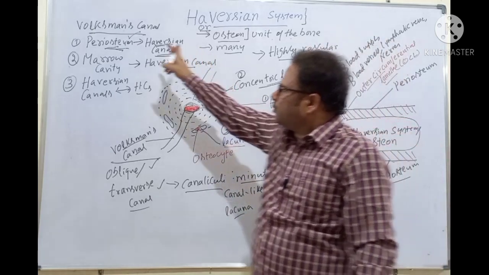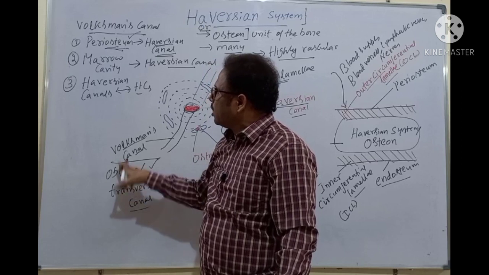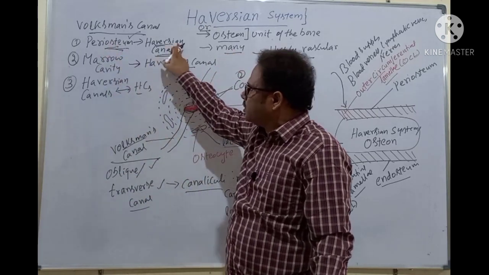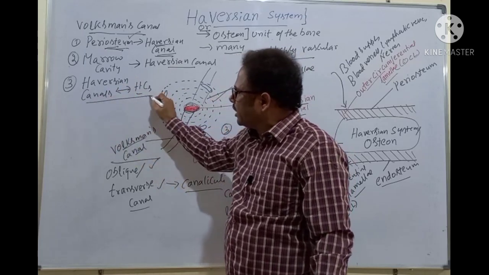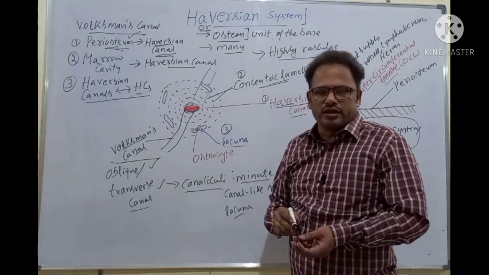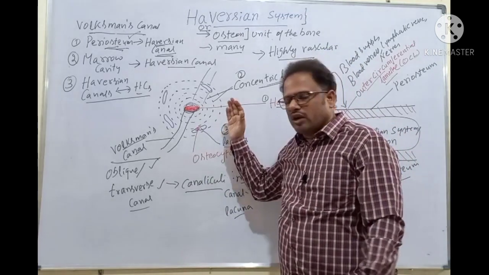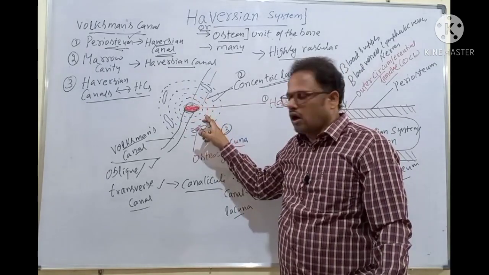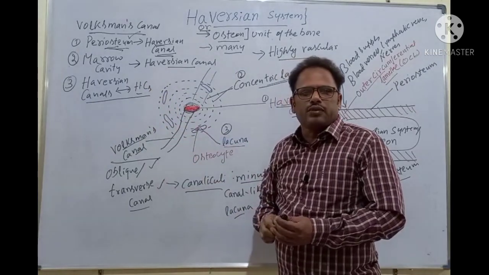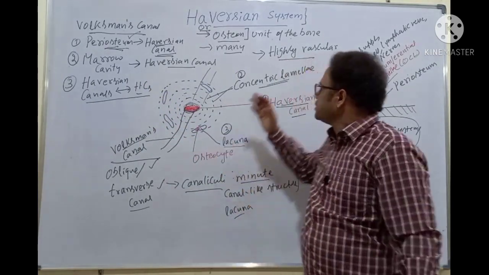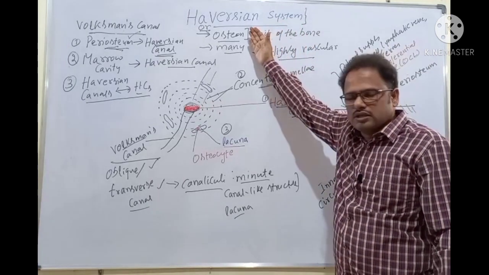That's number 1. And number 2 is the Volkmann's canals, the horizontal or transverse or oblique canals, which connect the periosteum with the Haversian canal and the marrow cavity with the Haversian canal. Also, the Haversian canals are interconnected with the help of these Volkmann's canals. In this way, there is a rich blood supply, neural supply, and lymphatic supply to the Haversian canal, and the Haversian canal is interconnected with the other structures. Hence, the blood supply is there throughout the bone, and we can say that the bone is highly vascular. This is called the Haversian system.